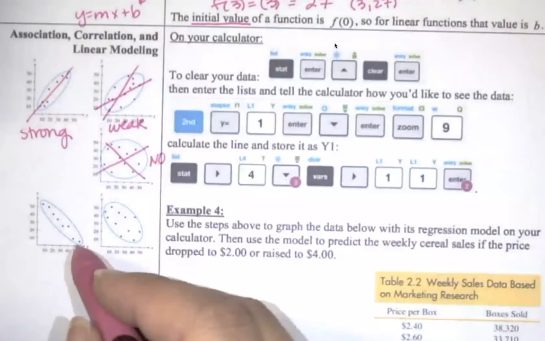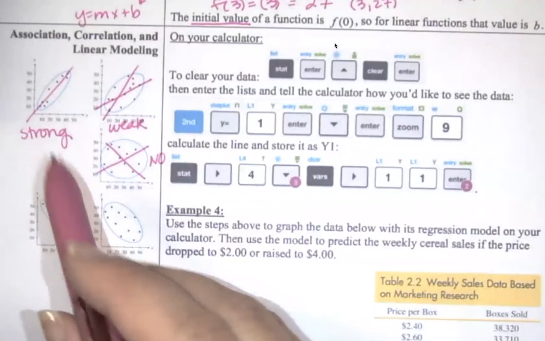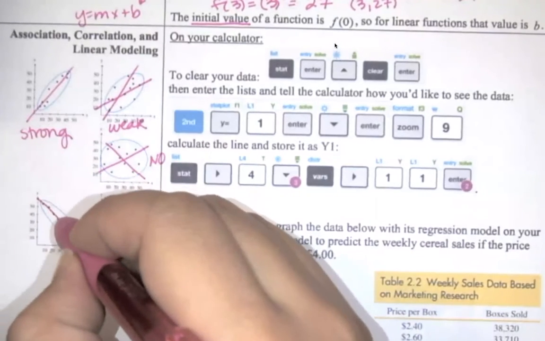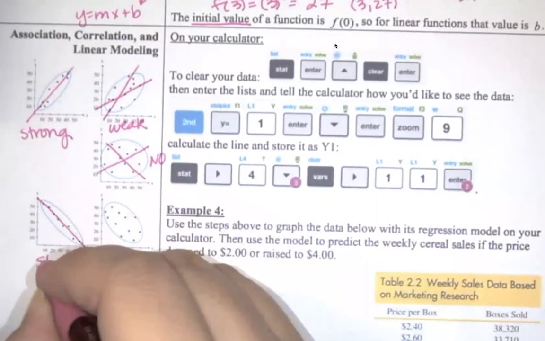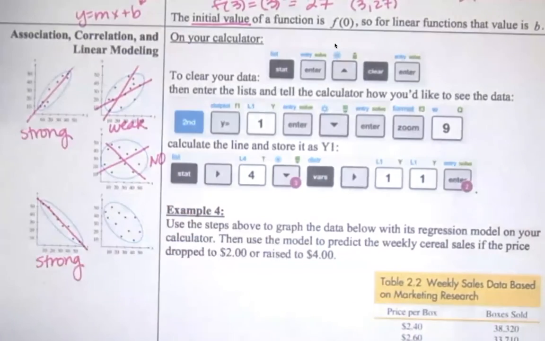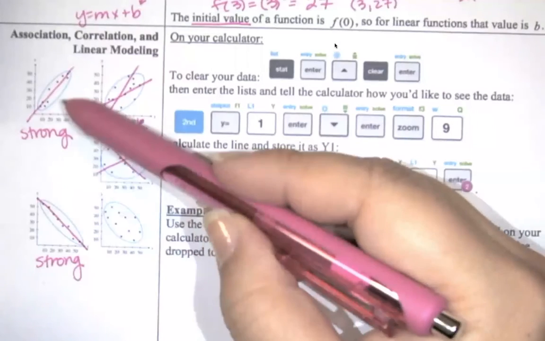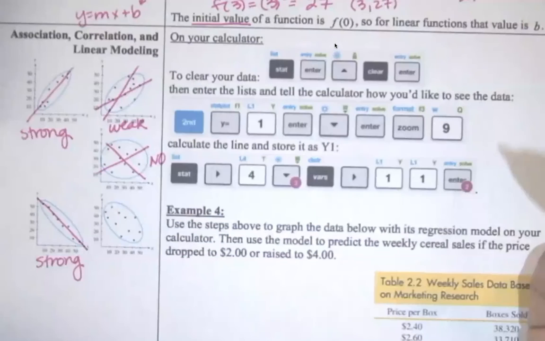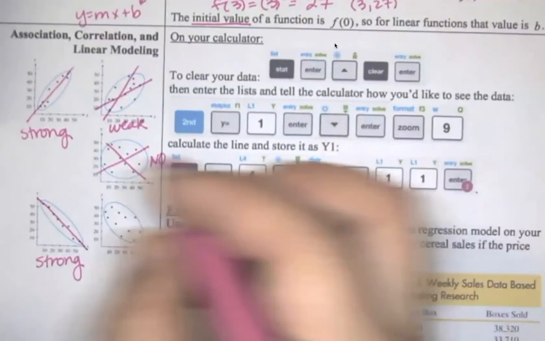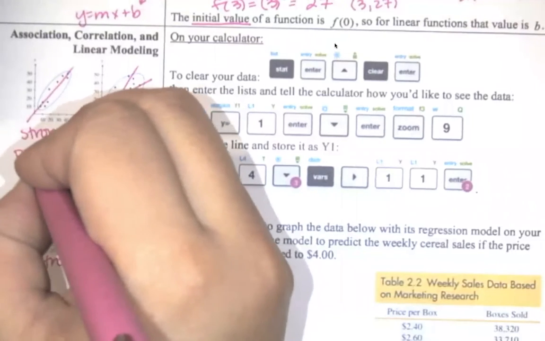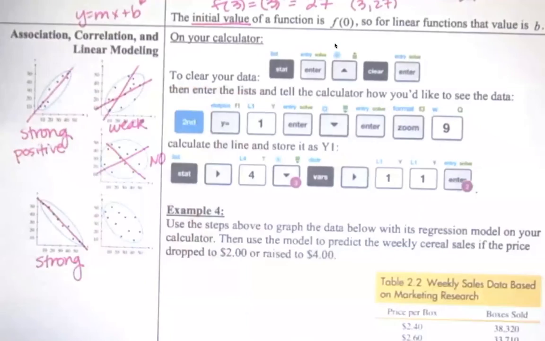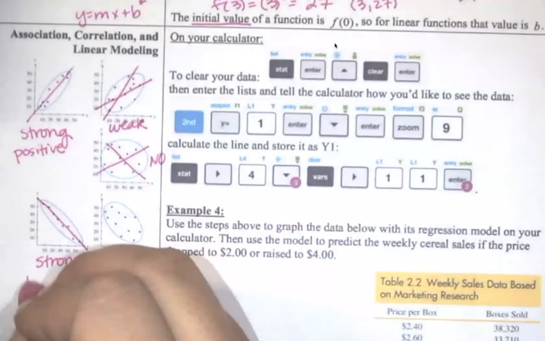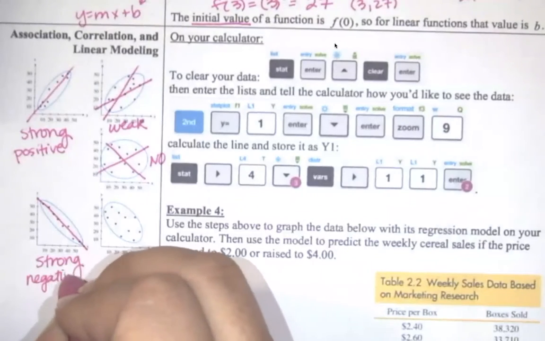Same thing if I have a negative slope, but all of the points are very close to the line, we say that has a strong correlation. So how do we differentiate between these two strong correlations? We describe what type of slope it has. Here we have a strong positive correlation. Here we have a strong negative correlation.